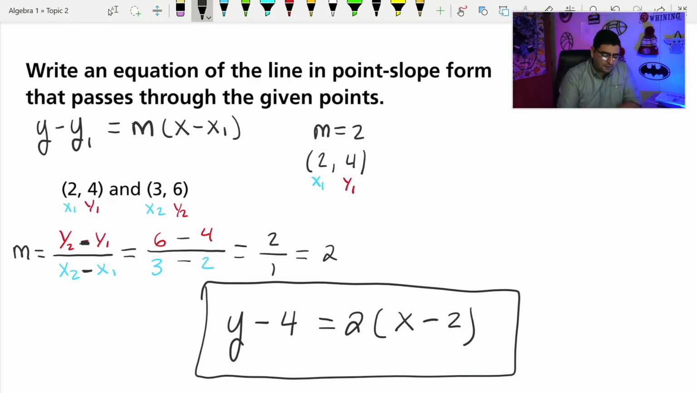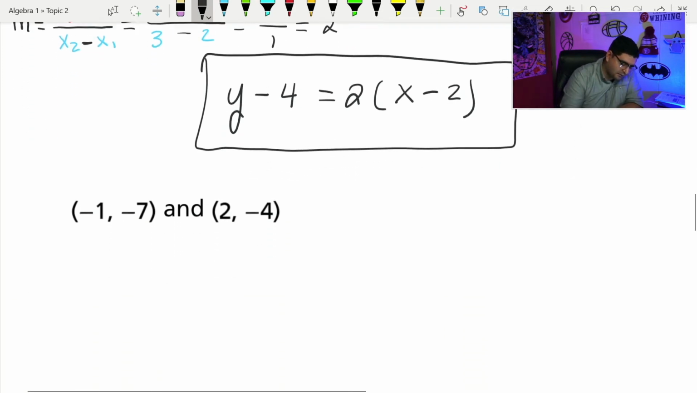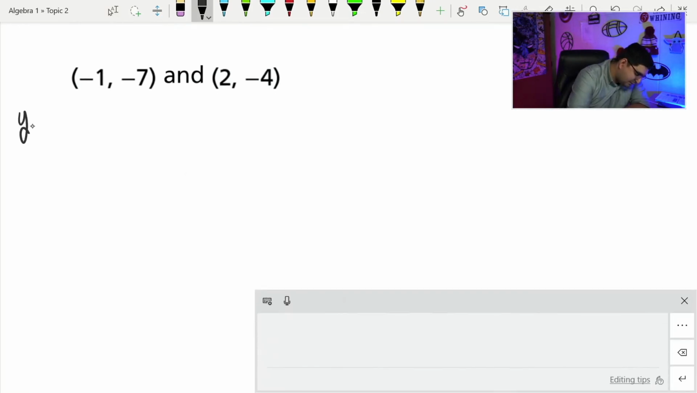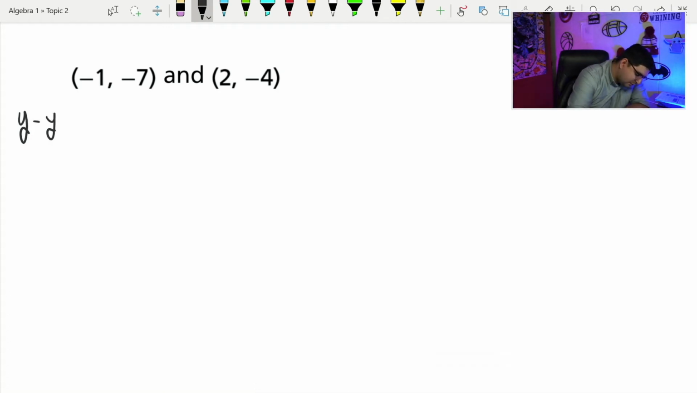Let's go ahead and do one more that involves some negative numbers, and let's see if that changes anything. So again, I have 2 points. I'm going to use the same formulas I used for the last one. So I'm going to write my point slope form equation, y minus y1 equals m times x minus x1. And again, I'm looking for 2 pieces of information, one of them being my slope, and then I need a point.